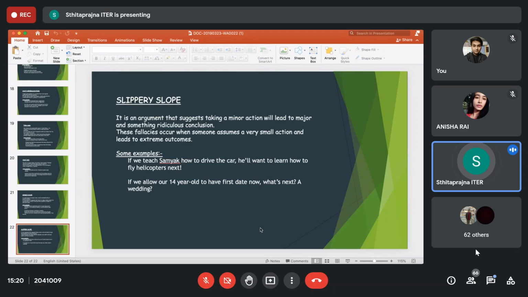So you see, you take a minor action. You believe that taking one small action will lead to a major conclusion, something major will happen. So if we allow a 14-year-old to have his first date now, what's next? A wedding? So you are stretching it too far. When we stretch a minor action to too far a conclusion, then it's called a slippery slope. I think that's the end of fallacies.